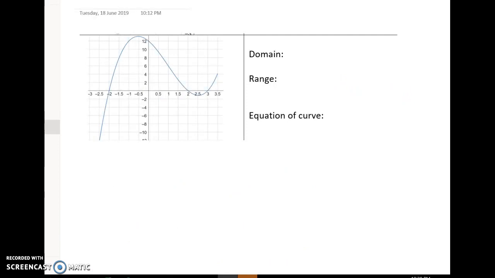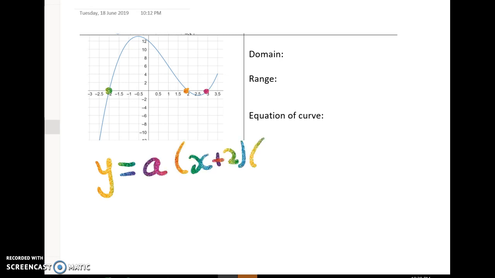This is a cubic, and you can see that I've got some nice blobby points here. 1, 2, 3. I'm not going to worry about the centre of rotation here, or the domain or range, because I'm running out of time. But let's look at the equation of the curve. It's going to be y is equal to a times (x plus 2)(x minus 2)(x minus 3).